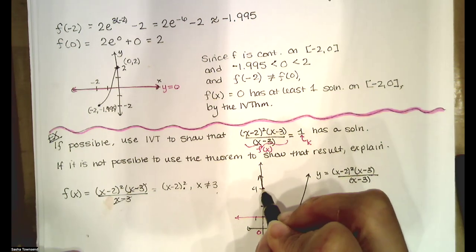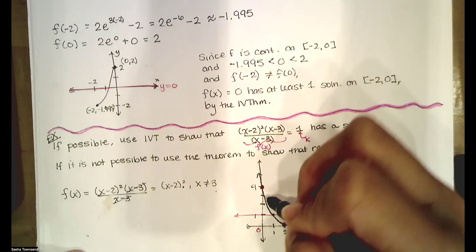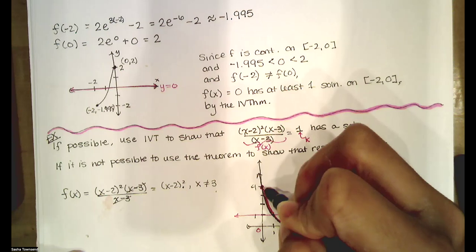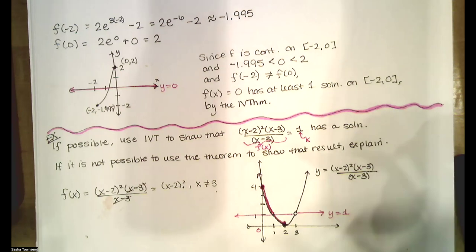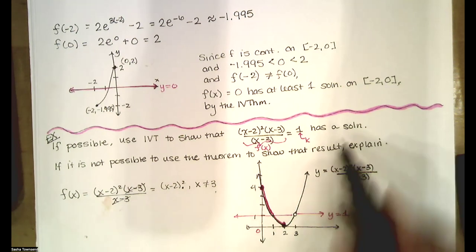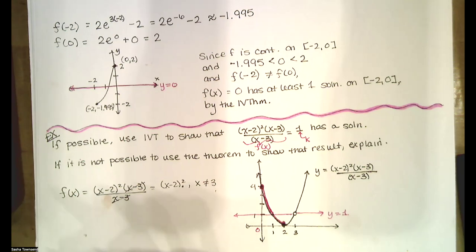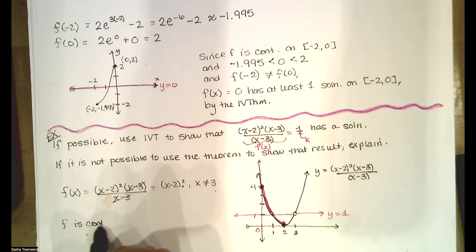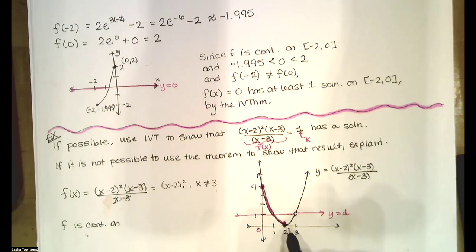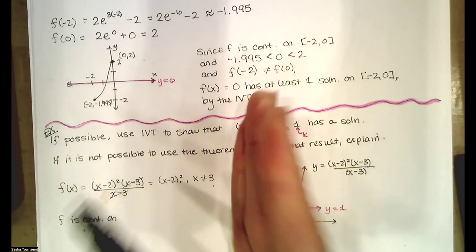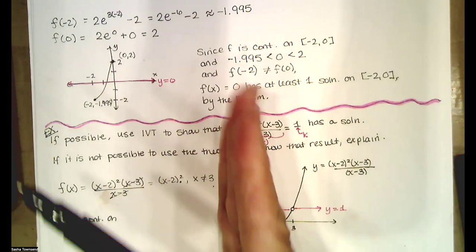I'm going to focus on this interval here. I know it's kind of overkill because we already know the equation has a solution, but we're trying to illustrate that the theorem can be used to show that the equation has a solution. So we can say f is continuous on the interval from 0 to 2. That's the part of the graph that I'm looking at. x equals 0 on the left to x equals 2, going from there to there.